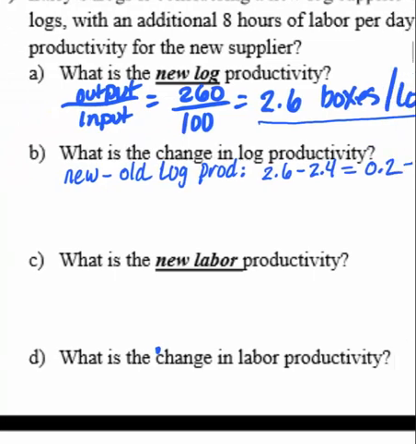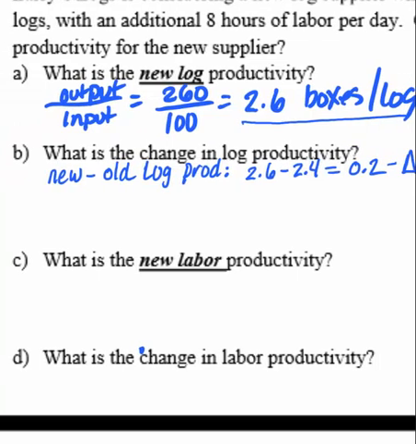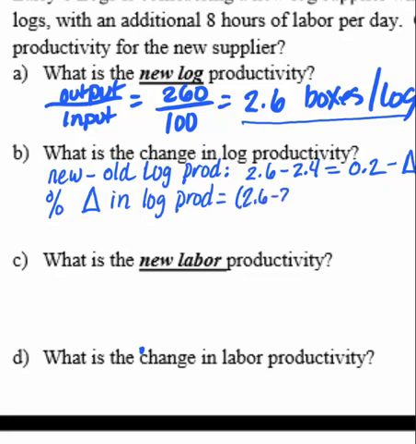Now, if we want to also compute the percent change in log productivity, we would do that at this time. This would be the percent change in log productivity, which is going to be the new minus old, so 2.6 minus 2.4, divided by the old, which is 2.4. We divide that, and we're going to get 0.08.